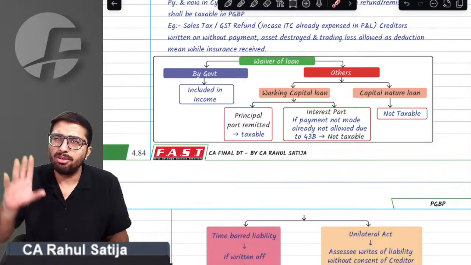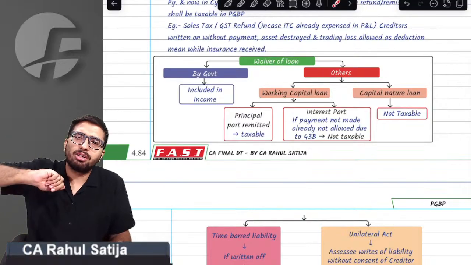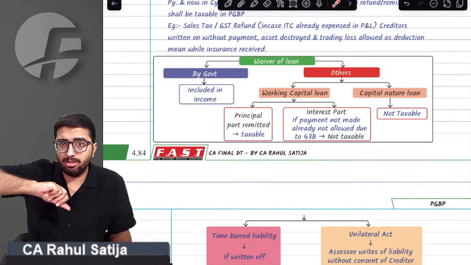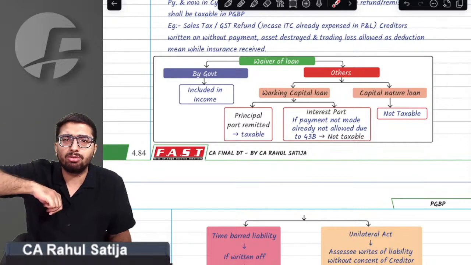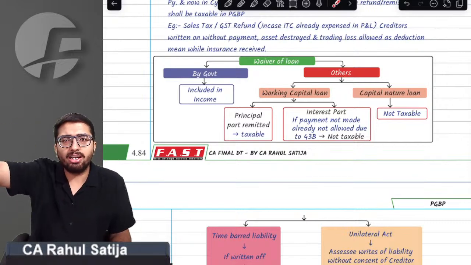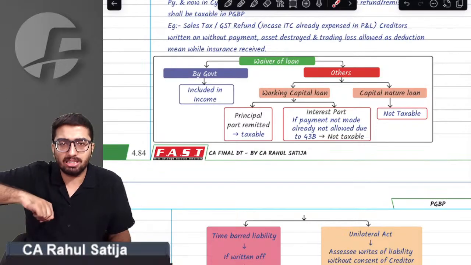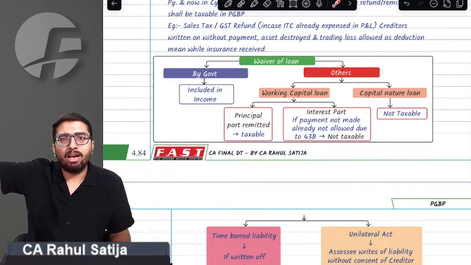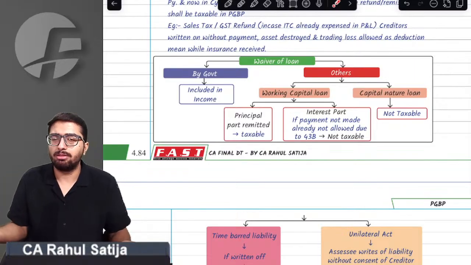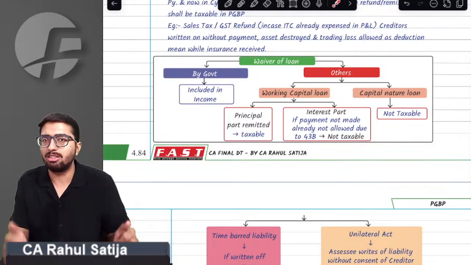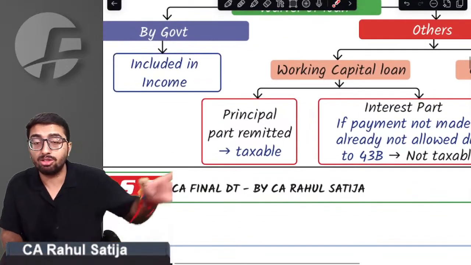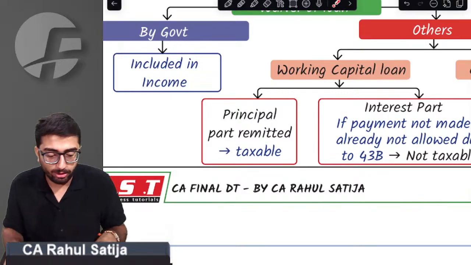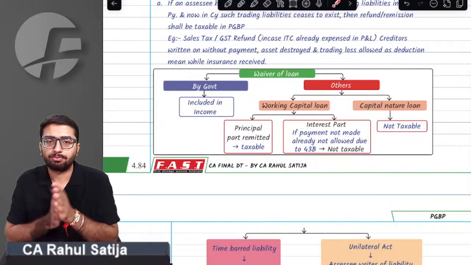So why shall we do nothing? Because for interest, it was already disallowed. Whenever we debit interest to P&L, it becomes disallowed if we do not pay it as per 43B. So if such interest was not even allowed in any previous year, why shall we make it taxable if it becomes remitted? For the interest portion we don't have to do anything, but for the principal portion we have to make it taxable. Really important point to be noted. So we got this point.